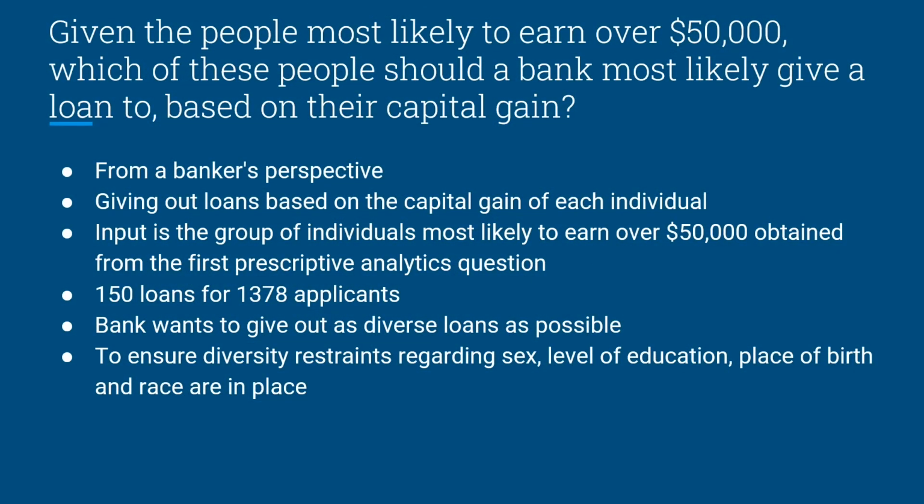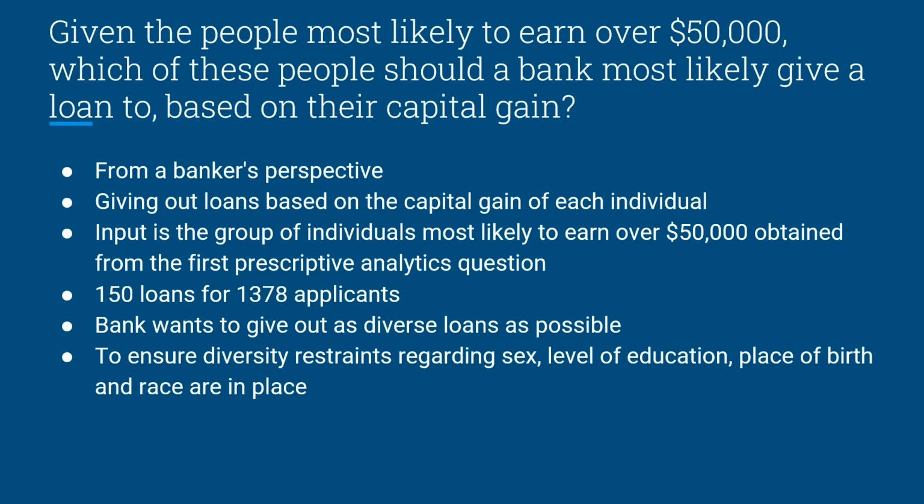So let's talk about the optimization question, which is, given the people most likely to earn over $50,000, which of these people should a bank most likely give a loan to, based on their capital gain? This question is from a banker's perspective, who is going to give out loans based on the capital gain of each individual. The input is the group of individuals most likely to earn over $50,000 obtained from the first prescriptive analytics question. This group consists of 1,378 individuals, of which only 150 can receive a loan.